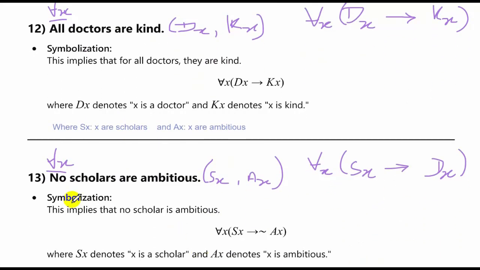Okay, let's see. Right, so it said no scholars. If they said all scholars are ambitious, then we did not need to change the sign here. But they're saying scholars are not ambitious. This is what it means. So not ambitious. We'll remember this next time. Okay. Scholars are not ambitious. Next.